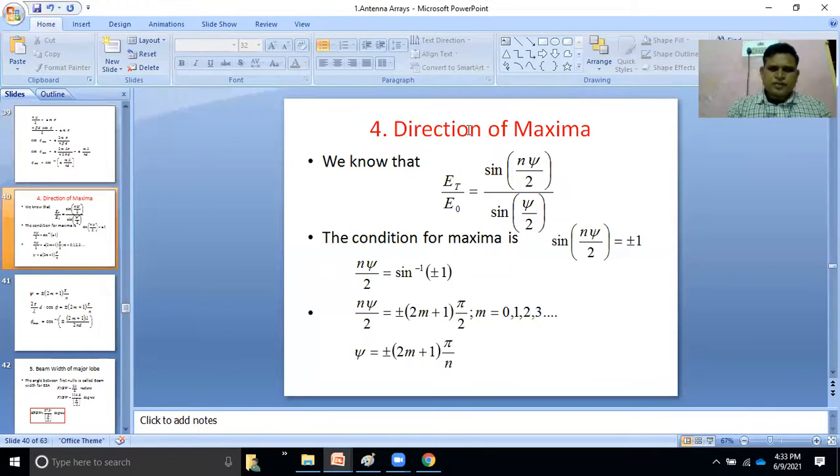Next, direction of maxima. When this becomes maximum, sin(nψ/2) is equal to plus or minus 1, provided sin(ψ/2) is not equal to 0. Now substitute in this equation. nψ/2 is equal to sin inverse of plus or minus 1. When this becomes 1, it is π/2, 3π/2, and 5π/2. Now substitute here. This 2 and this 2 will get cancelled, and this n goes to this side, so π/n gives ψ equal to this.